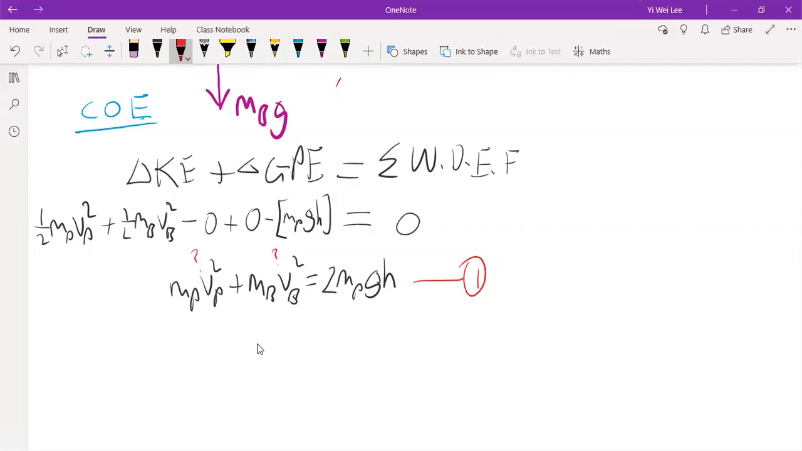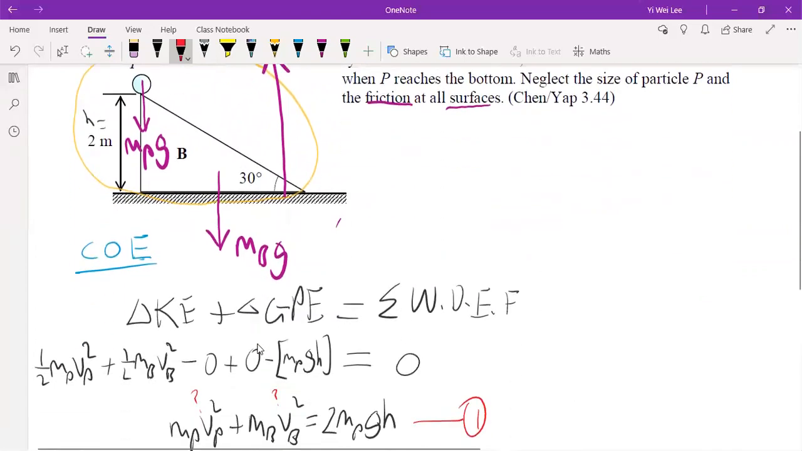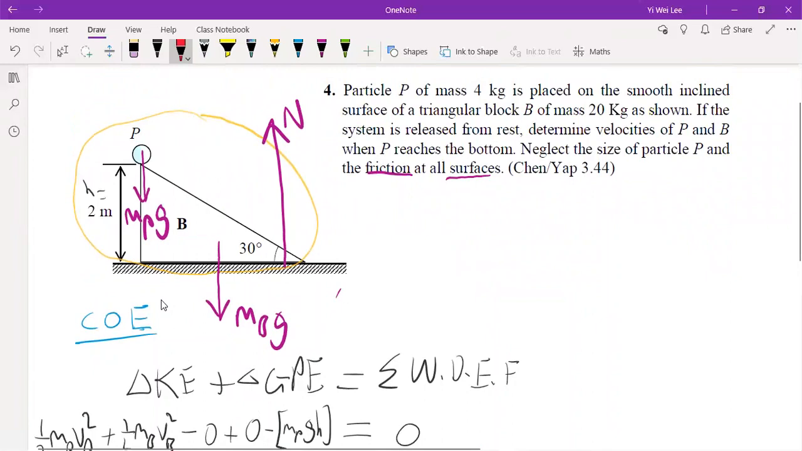So this equation is formed by conservation of energy. Is there any other equation we can use? The other equation we can actually use is the conservation of momentum. However, please take note. The first question we ask ourselves is that, since there's only vertical external force, it is very clear that horizontal momentum must be conserved.